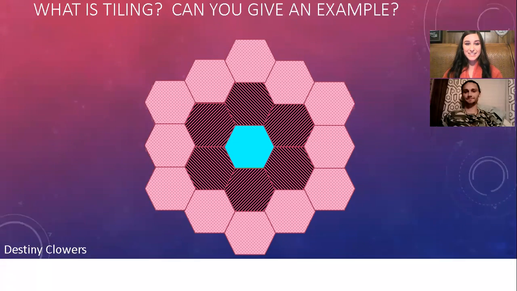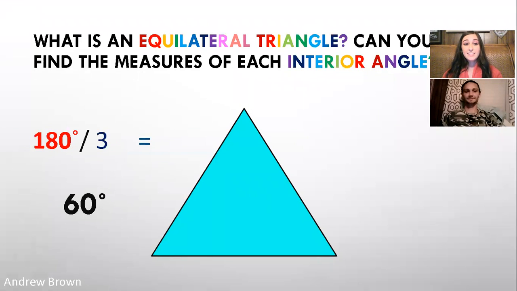You're welcome. Now, this is the last question. I can't believe it. What is an equilateral triangle? Can you find the measure of each interior angle? Yes. An equilateral triangle is a triangle with the same side lengths and same angle measures. Everything is equal, hence equilateral. Oh, so that makes sense.